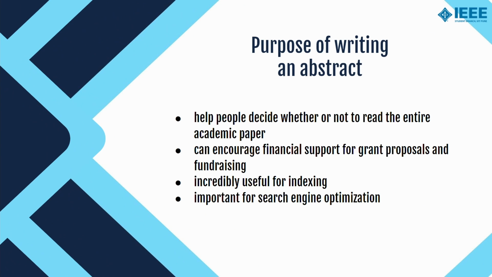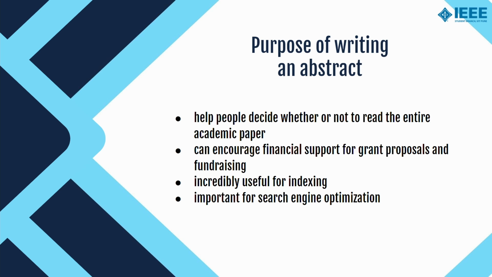Purpose of writing an abstract. Like I just mentioned, the main purpose of writing an abstract is to help people decide whether or not to read the entire academic paper. After all, titles can be misleading and don't get into specifics like methodology or results. Imagine paying for and downloading a 100-page dissertation on what you believe is relevant to your research, only to find out that it is about something totally unrelated to what you were looking for.